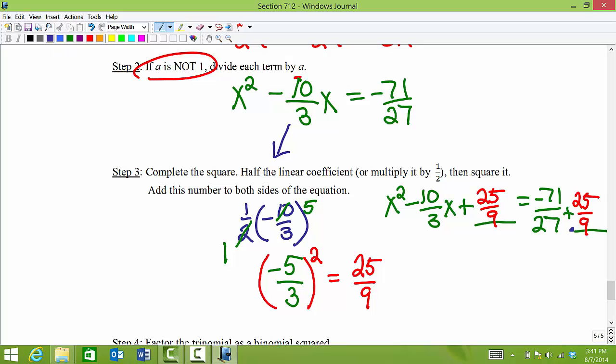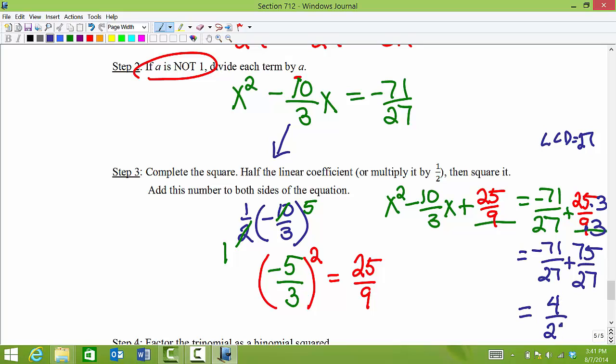Now we do have fractions again that we need to combine. What is the LCD of 27 and 9? Well, that would be 27. So I'm going to multiply the top and the bottom of my second fraction by 3. We get negative 71 over 27 plus 75 over 27, which gives me my constant of positive 4 over 27.